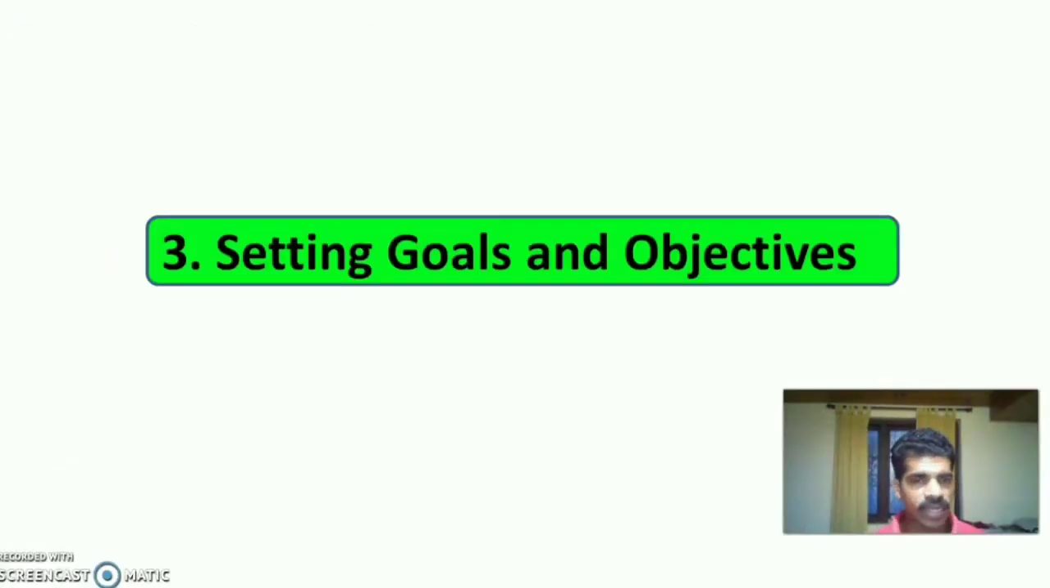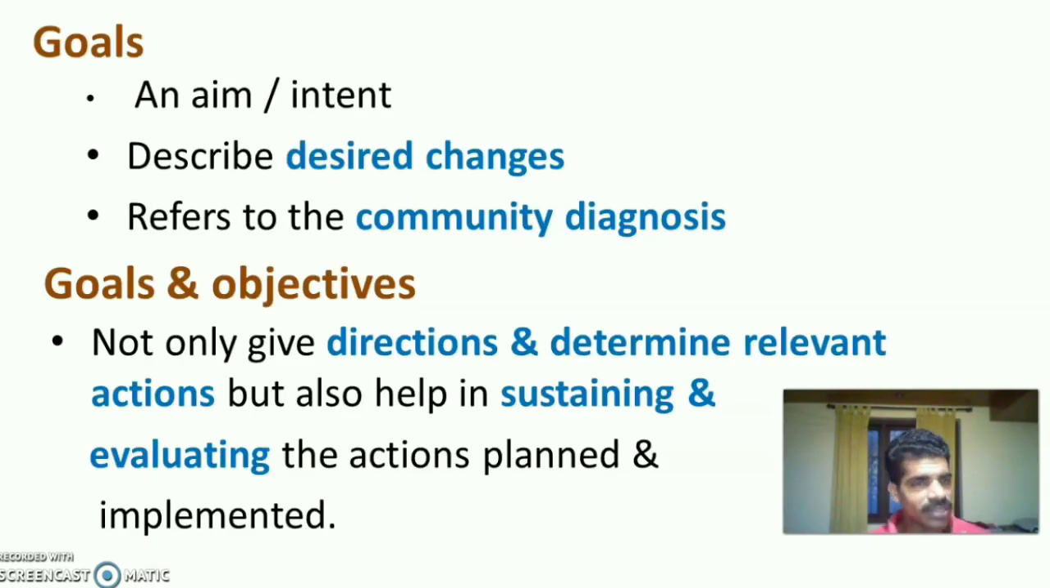Third step of community health planning is setting goals and objectives. The goal is an aim or an intent. Goals describe the desired changes and refer purely to the community diagnosis. Goals and objectives not only give a direction or determine the relevant action, but also help in sustaining and evaluating the actions planned and implemented.